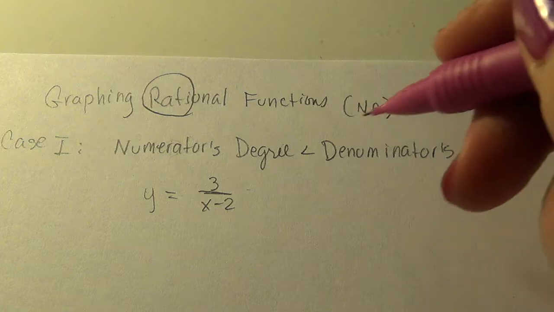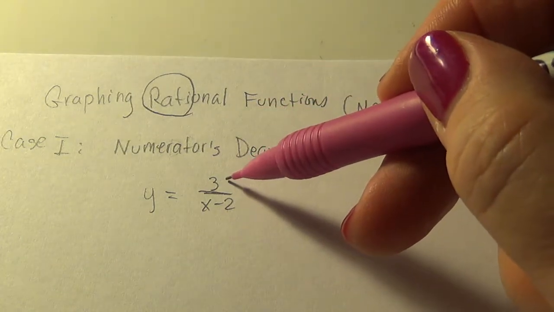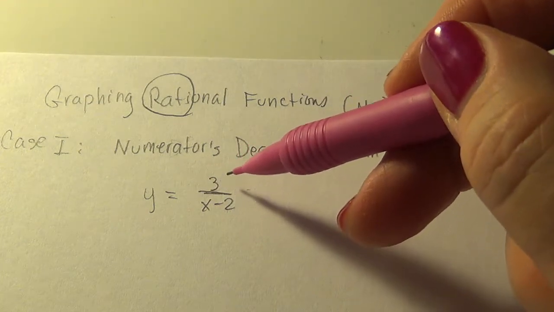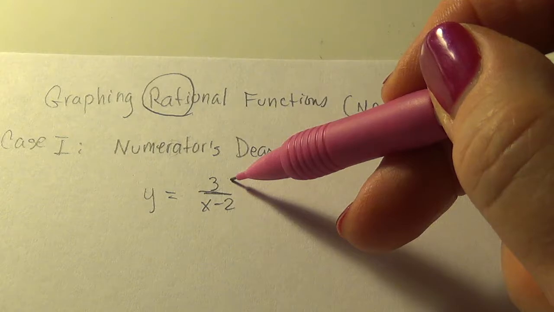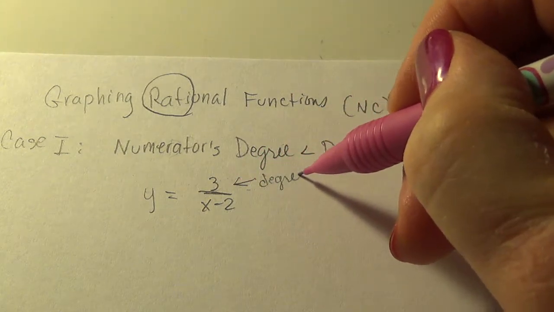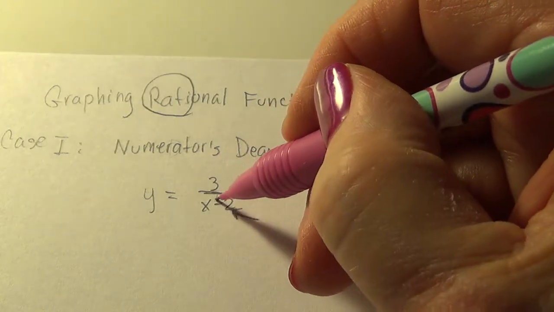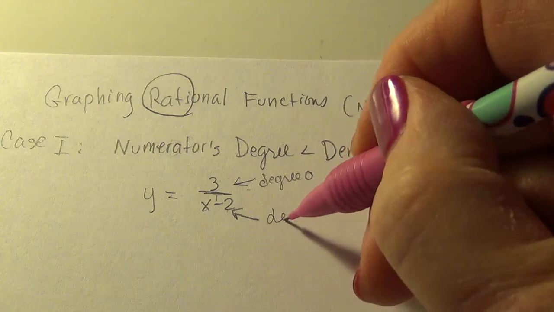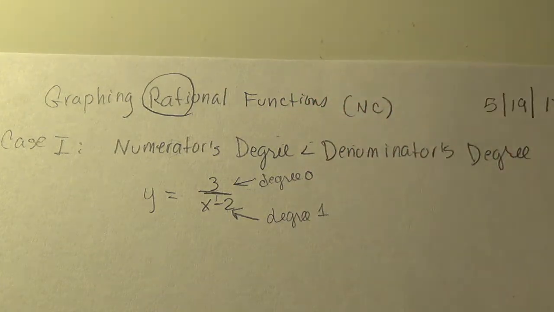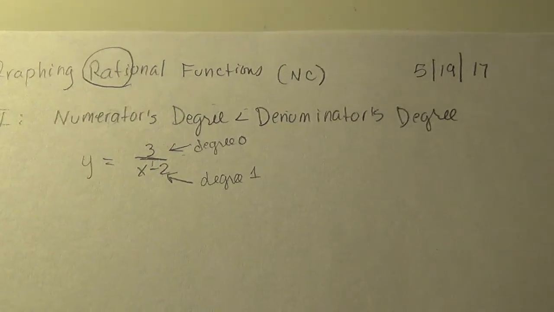We are going to notice that the degree of the numerator is the greatest power of x. There's no x in the numerator, so we say it's degree 0. So the top here has degree 0. And the bottom here, the greatest power of x is 1. So the degree of the numerator is indeed less than the degree of the denominator, so it qualifies for our study tonight.